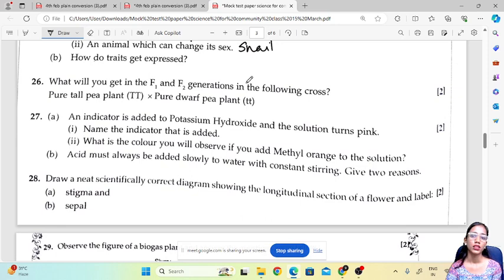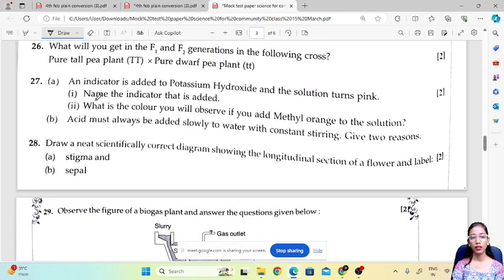Now the next question is 27a. An indicator is added to potassium hydroxide and the solution turns pink. Okay, what is potassium hydroxide? It is KOH. It is a base.